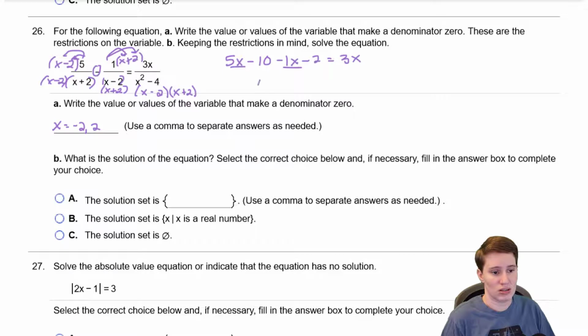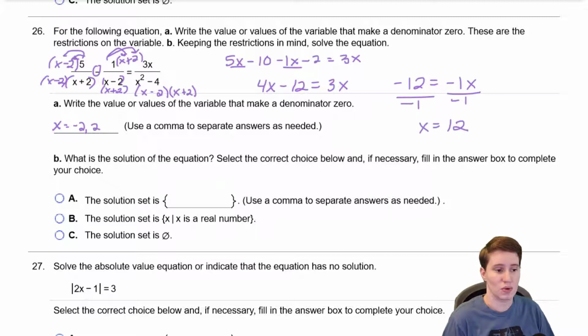5x minus 1x is 4x. Negative 10 minus 2 is negative 12. So I'm going to subtract the 4x over to the right side, which gives me a negative 1x. Divide by negative 1, and I get x equals positive 12. So that is my solution, 12.